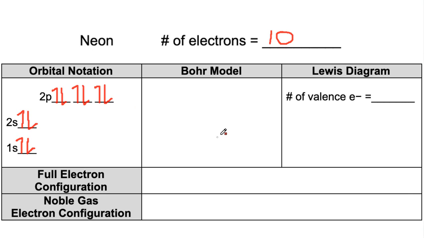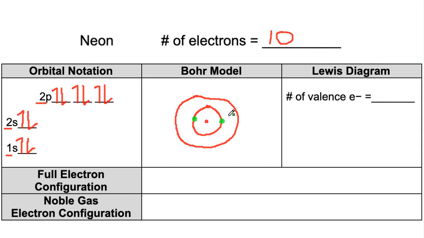Now the Bohr model. The Bohr model is a simplified way of representing the shells, or the energy levels, that are occupied by electrons. Okay, so in this case, we have two energy levels, the 1 and the 2, that are occupied by electrons. And so this means that we need to have two shells in our Bohr model. In the first energy level, 1s, there's 2 electrons. Now in the Bohr model, you represent electrons as dots. And so in this first shell, I need to have a total of 2 dots, representing the fact that there's 2 electrons there.